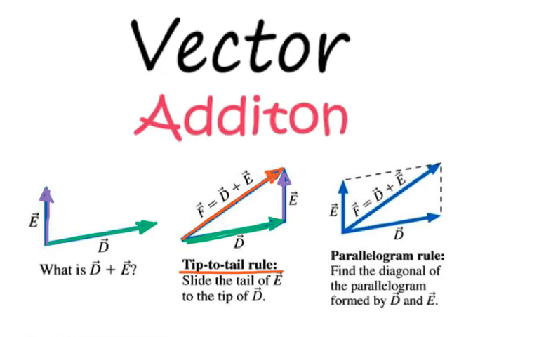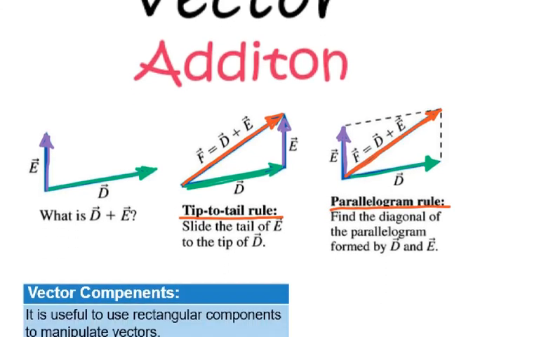Or I can use a parallelogram. Like the way I just did with the problem with the mule, I have one vector, I have another vector, I can construct a parallelogram, and my resultant vector is going to be this one. So that is the parallelogram rule for addition of two vectors. This is important to know for AP Physics 1 and 2.